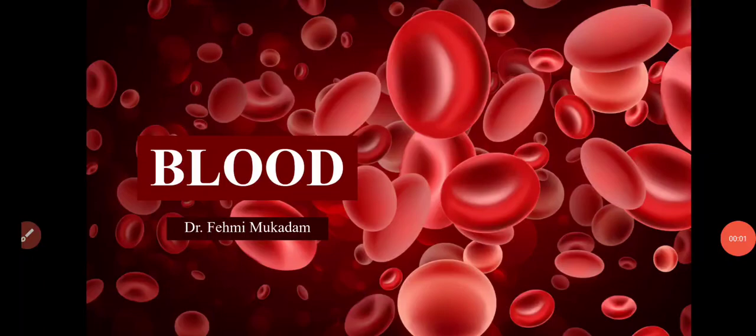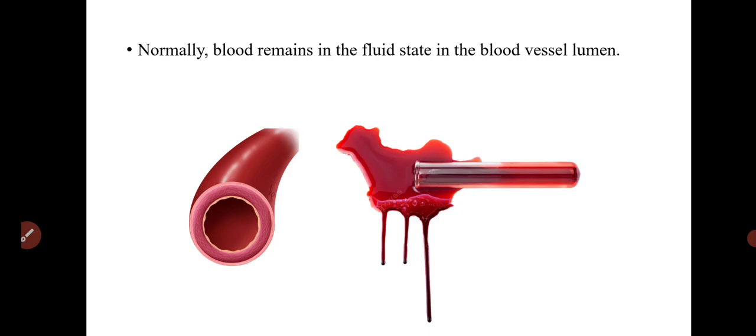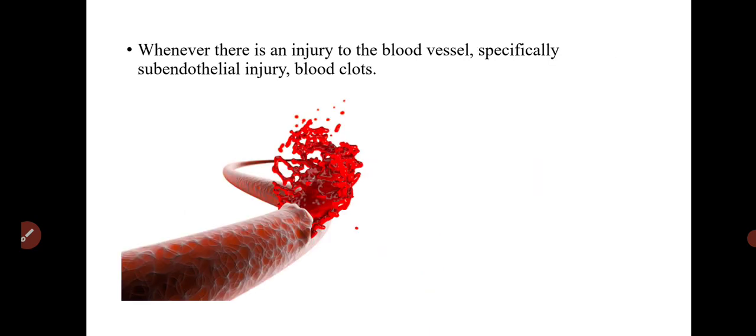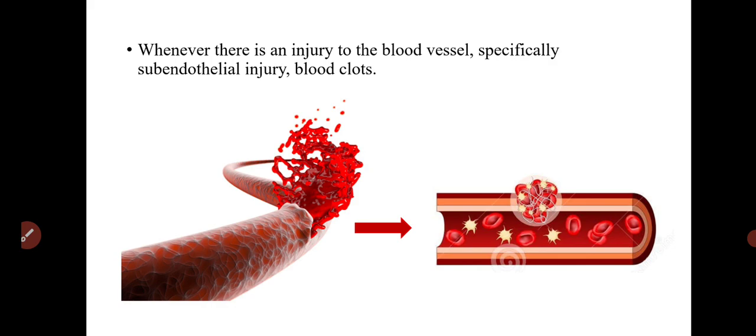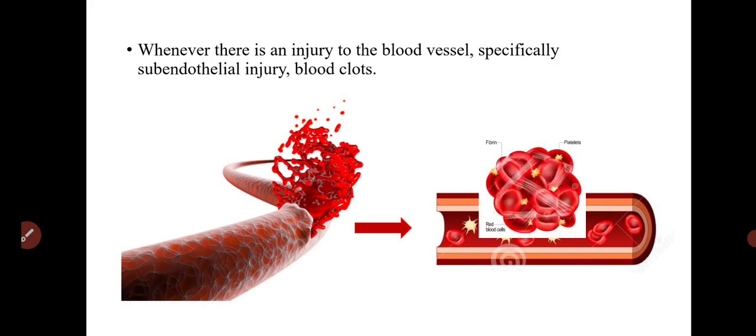Today we are going to discuss the physiology of the hemostatic process. We all know that blood remains in the fluid state in the blood vessel lumen. But whenever there is an injury to the blood vessel, the subendothelial tissue gets exposed and there is a formation of the blood clot.